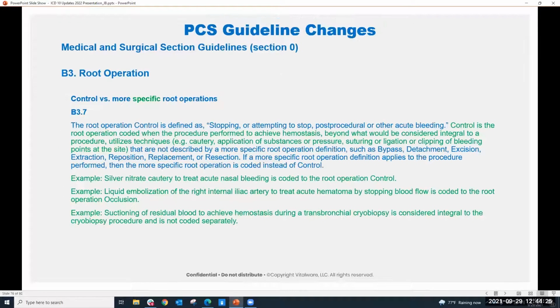So next we have a few PCS guideline changes. Here they just added specific in front of the root operations to make it a little more specific. The next paragraph is there was confusion about the root operation control and when to use that when referring to controlling hemostasis. So they clarified that if you have to control hemostasis beyond typical measures during surgery, that's when you would assign another code with the root operation control. You would not want to use it if it's just the typical integral part of the procedure.